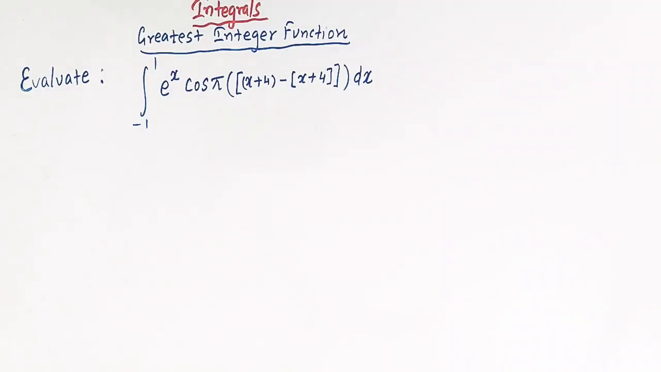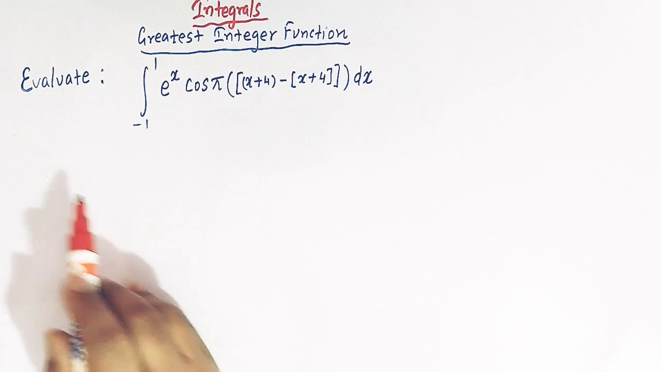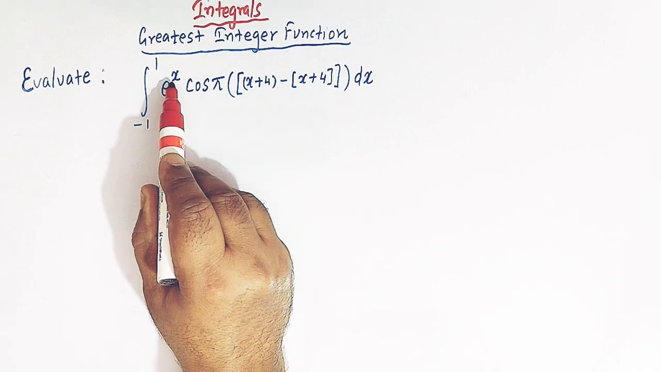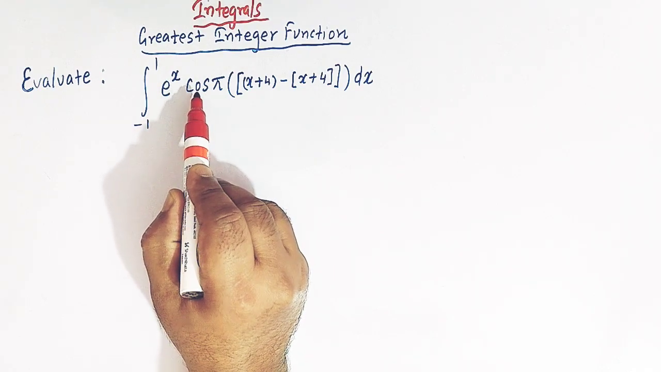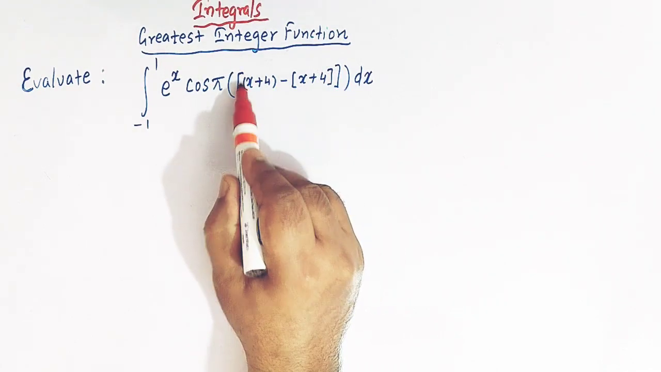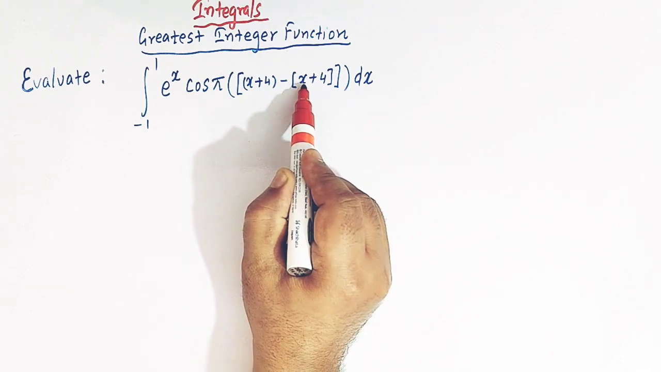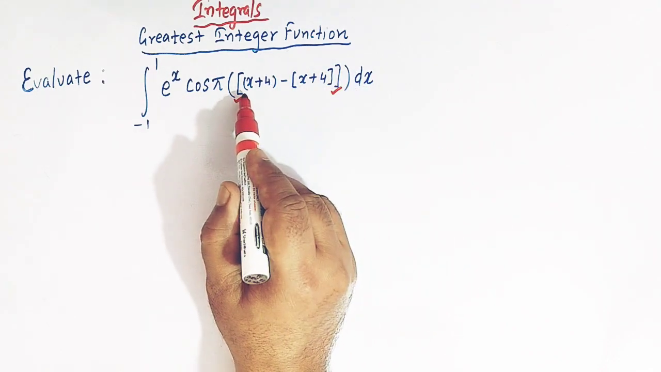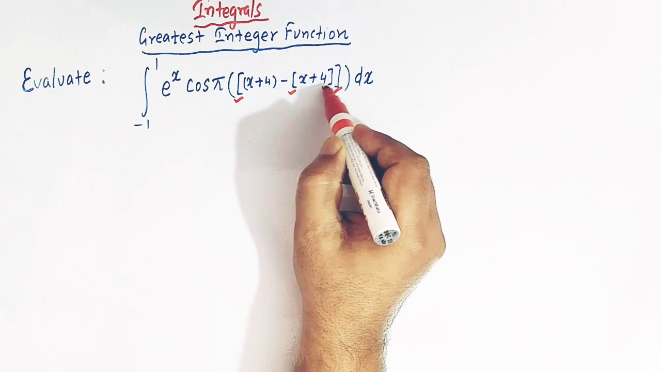Hello viewers, in today's class we are going to discuss yet another important and very conceptual problem from definite integrals involving the greatest integer function. Here we have to evaluate this integral from -1 to 1, and the integrand is e raised to x, and we have cos of pi times the greatest integer of x plus 4 minus greatest integer of x plus 4. This symbol denotes the greatest integer function, and here also we have the greatest integer function.